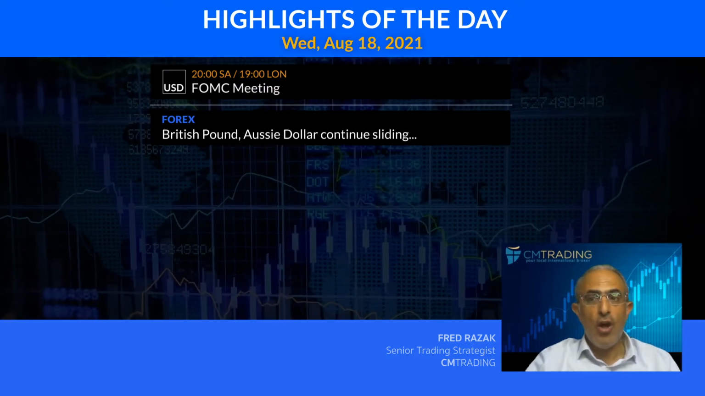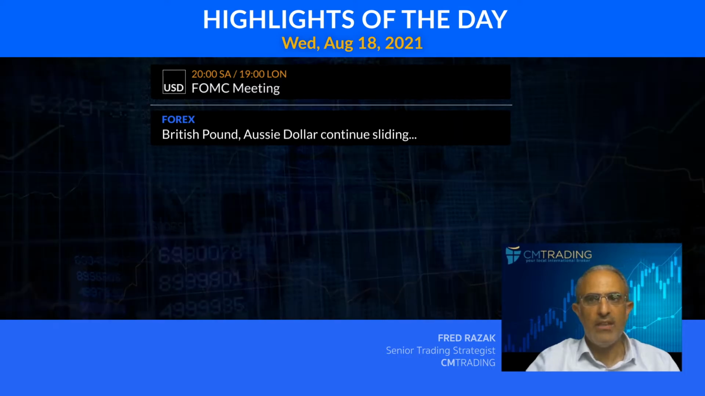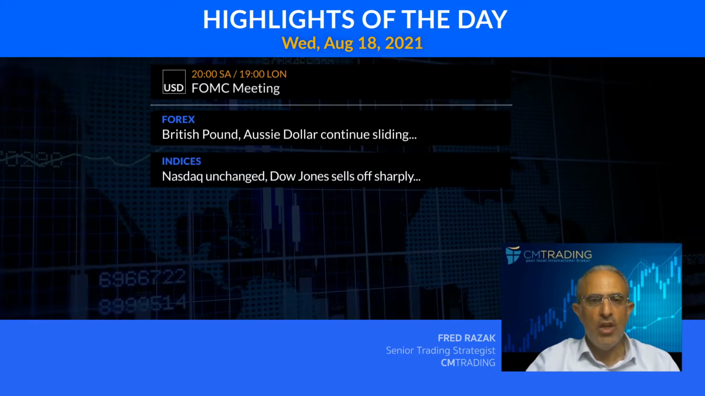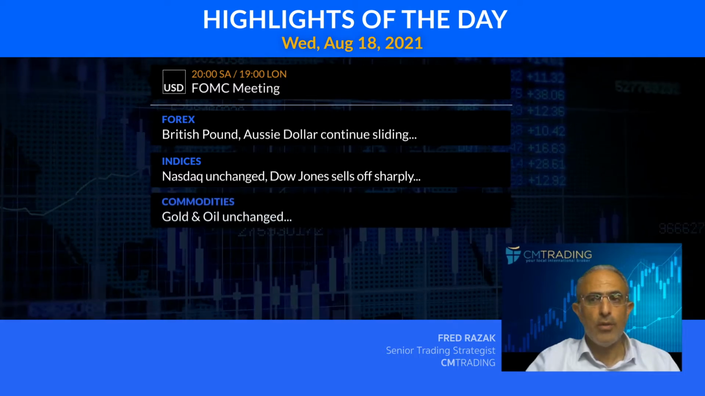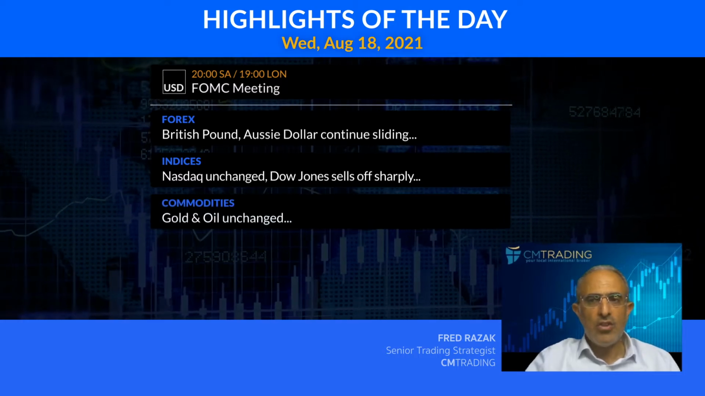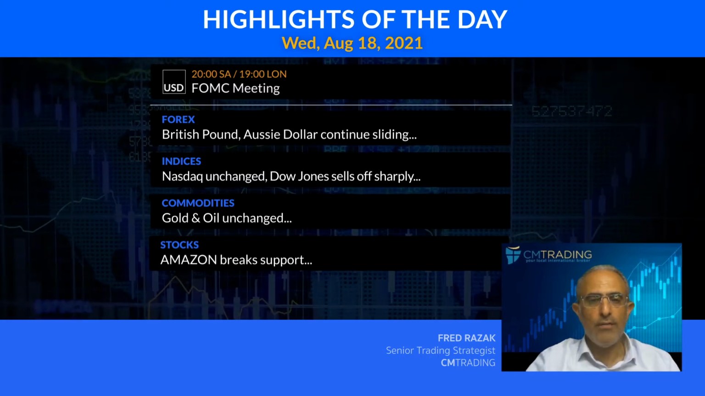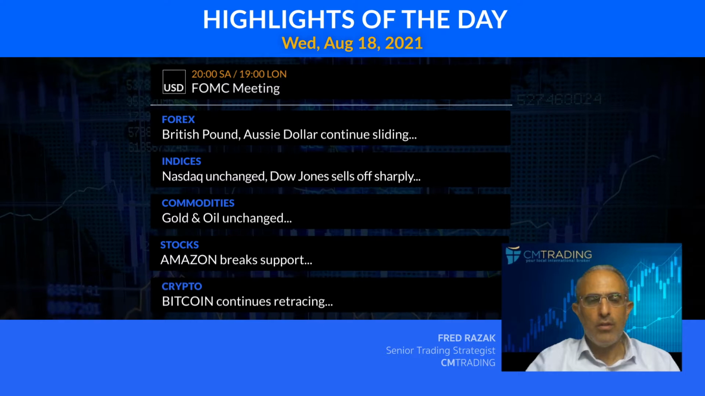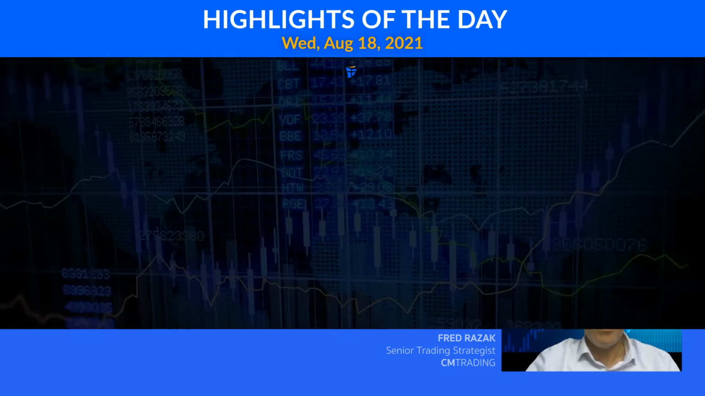Now, looking at the various markets, starting out with the Forex symbols, going into this number, the British pound and the Aussie dollar continue to slide versus the USD significantly. We're going to take a look at that. And the indices, Nasdaq pretty much unchanged. Dow Jones, as mentioned, sells off sharply. Now, looking at commodities, not much change there. And looking at the stocks, Amazon breaking support, a decent support level. That's an important level. And lastly, looking at Bitcoin, continue to retrace. So let's take a look at the markets and see what we can expect from today's trading.